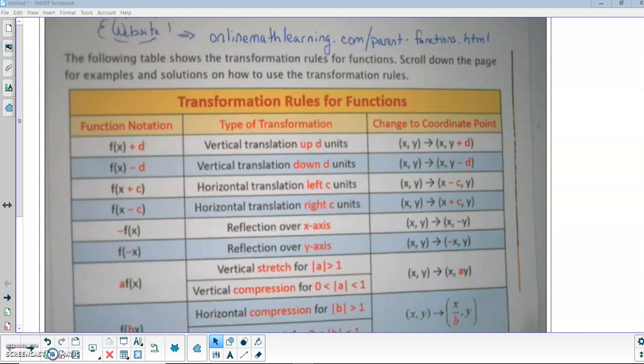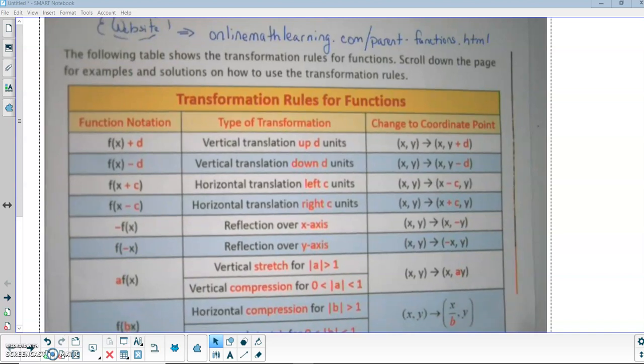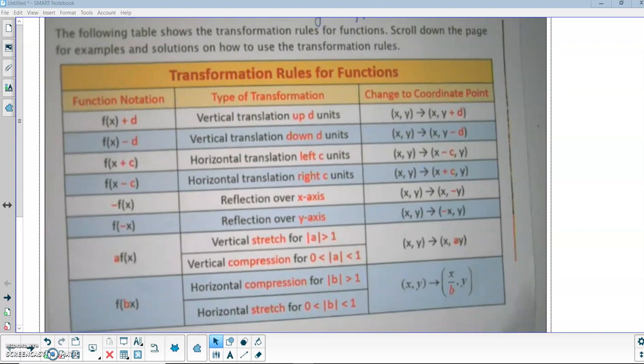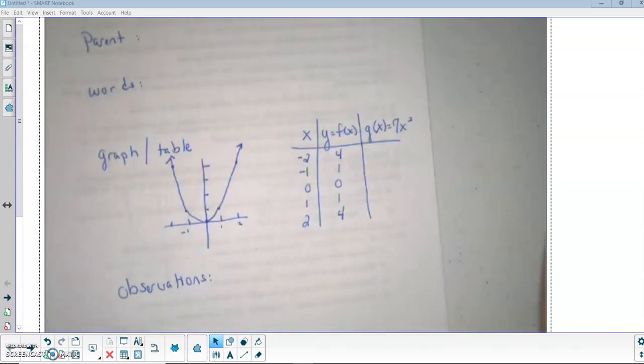Okay, so we have two more categories to discuss. One is vertical stretches and compressions, and the other is horizontal compressions and stretches. So again, from this chart, this is our reference. Vertical stretches and compressions will take place when there is a number in the front of the function operator, depending on which function we're working with. So that's our first category to look at.